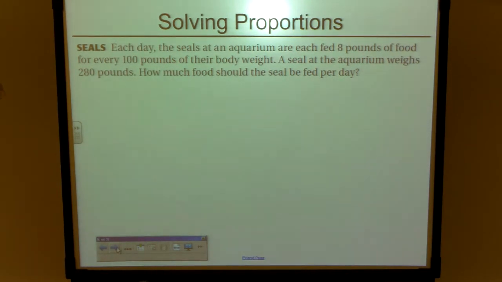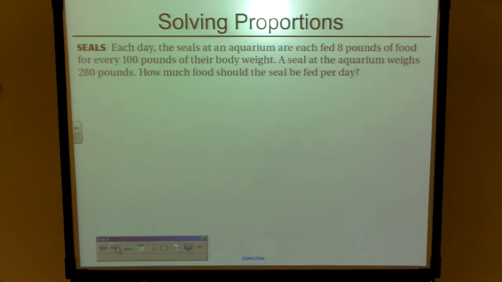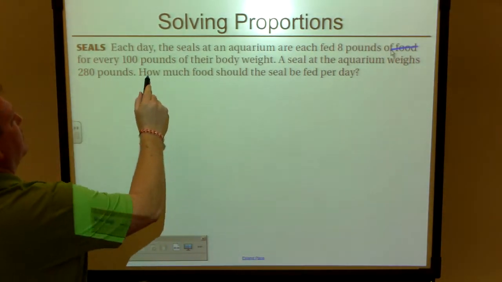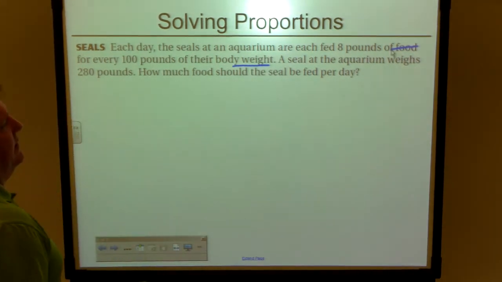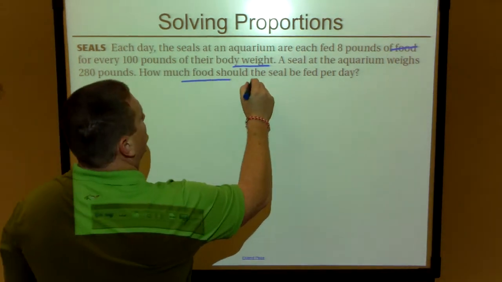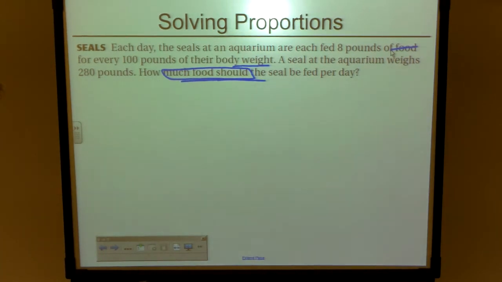Okay, word problem. Each day seals in an aquarium are fed 8 pounds of food for every 100 pounds of weight. So food compared to weight. A seal at the aquarium weighs 280 pounds. How much food? The question is in terms of food. How much food should be fed to the seal each day?